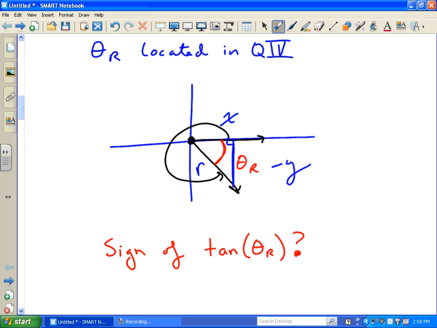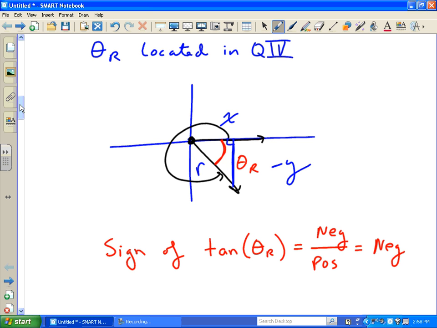And so in this case, tangent of that reference angle in quadrant 4 is going to result in a negative y value over a positive x value, and so the entire value of the trig function for tangent is going to be negative.